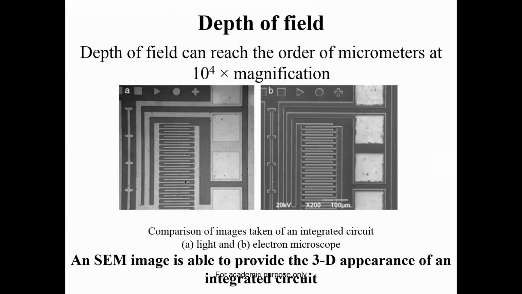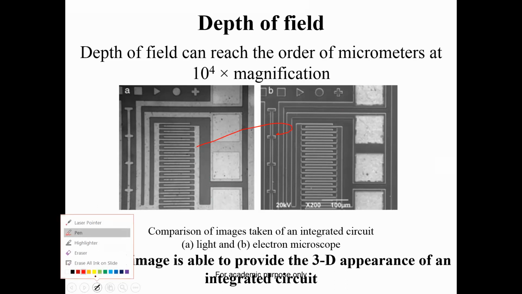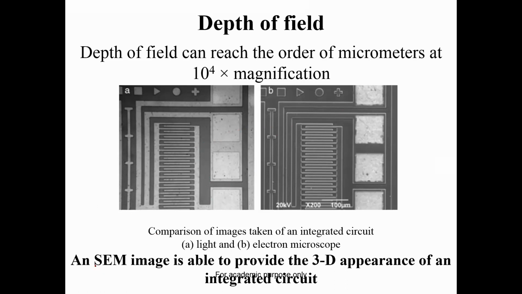Now let's take a second example. So this is again an IC circuit. This is the optical image, and this is the same image created by the SEM. Here you can see things are well resolved, and it has some information about depth as well, right? So this is the definition of depth of field. The SEM machine has better depth of field than an optical microscope.